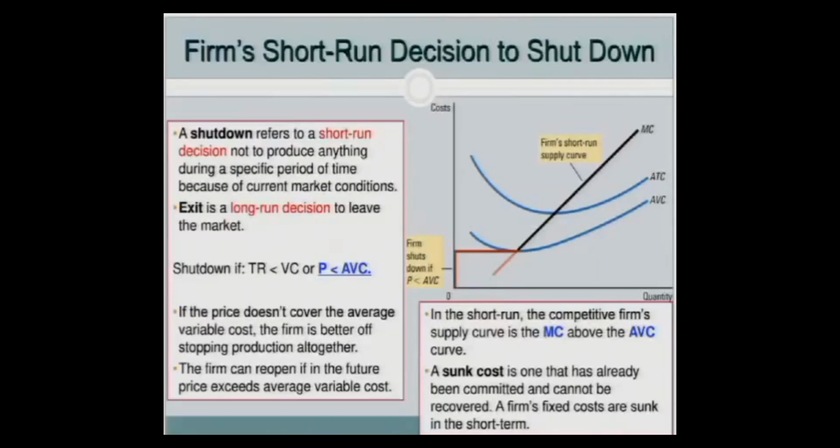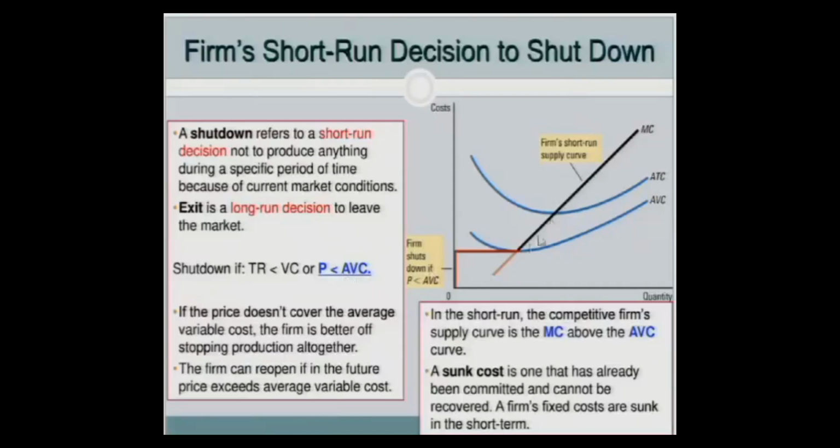Now you might ask, will the firm continue producing at any price that the market gives it? It doesn't. If the price is for a long time below the average total cost of the firm, firms usually exit the market completely. But if the price is just below the average variable cost, firms shut down in the short run. Shut down means ceasing operations for a temporary period of time. Exit means exiting the market completely. So there are two terms. The shutdown rule for a firm in the short run is when price falls below average variable cost.